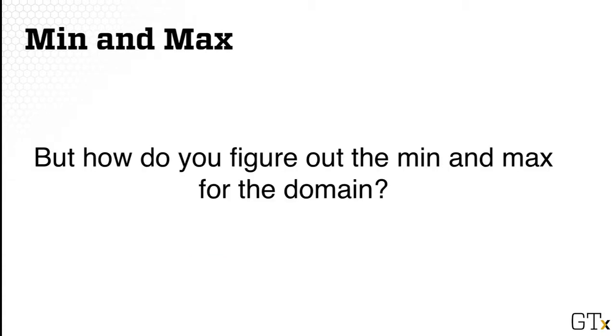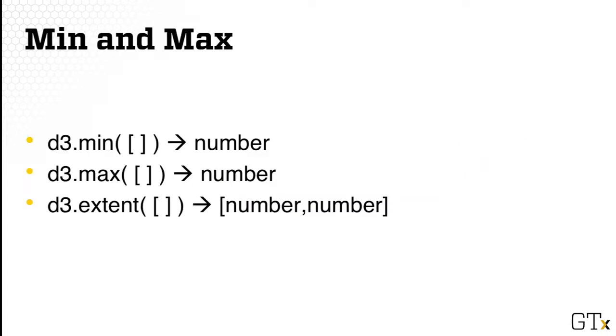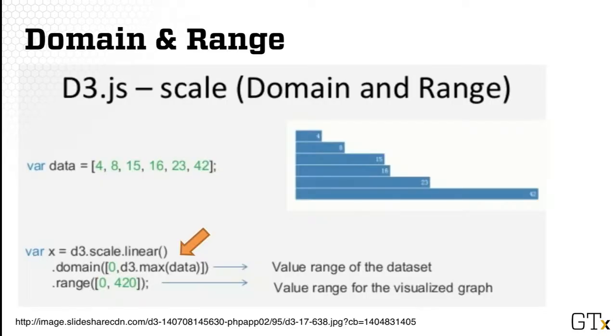But how do you figure out the min and max for the domain? Remember that D3 is a really powerful for loop with a ton of useful helper functions. So that means we already have functions that can do this for you. Specifically, we have functions like d3.min, which takes in an array of numbers and returns the minimum value. And similarly, d3.max and d3.extent will return the maximum value and also the range, the lower bound and the upper bound.